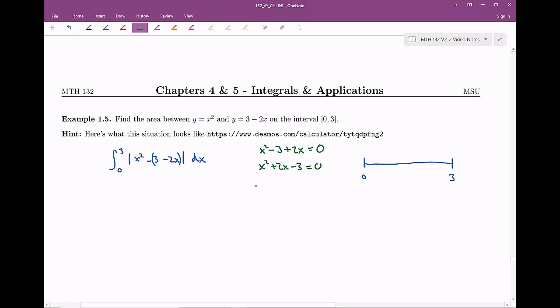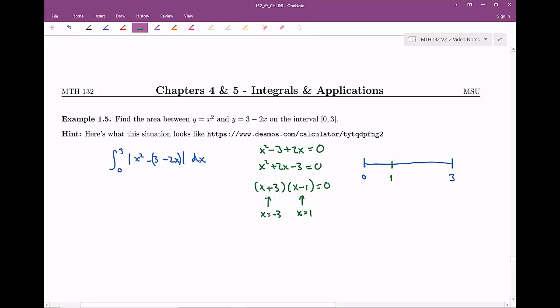And so I think this factors into x plus 3 and x minus 1. Double check if I FOIL this all out. Do I get back to where I started? Yes. So this is saying that I would be plugging in 0 if either x was equal to negative 3 or if x was equal to 1. So in this case, I'm not going to be plugging in negative 3 because it's just not on my interval, but I certainly could be plugging in 1.